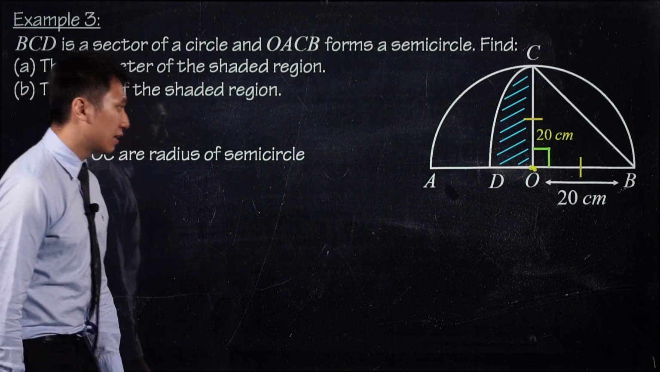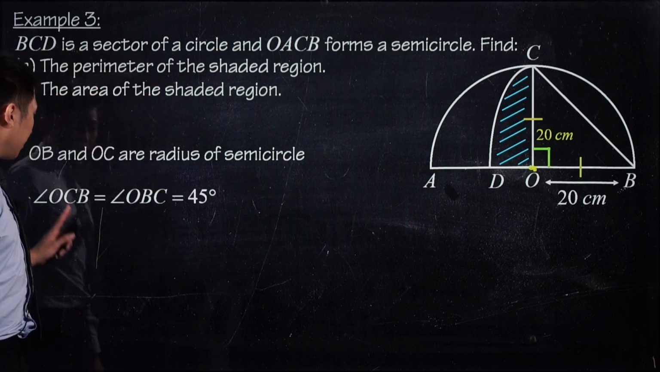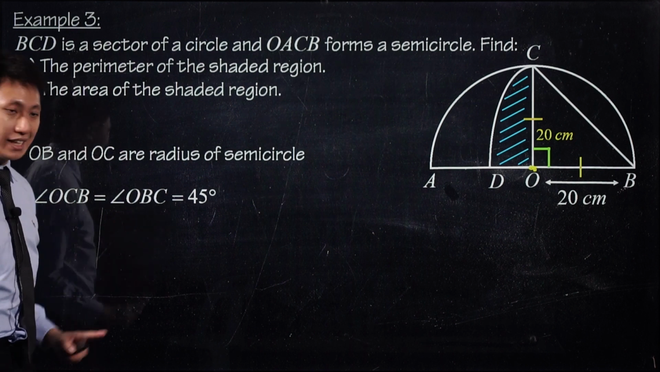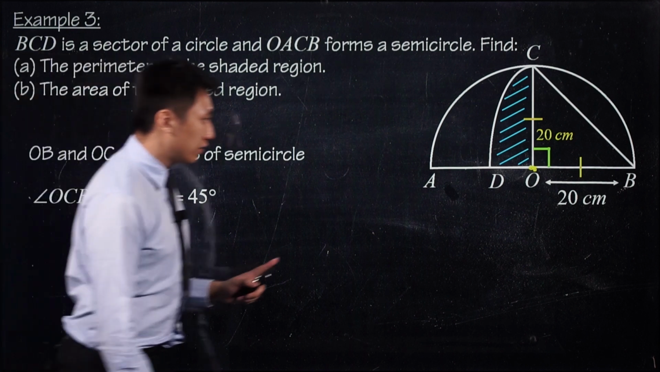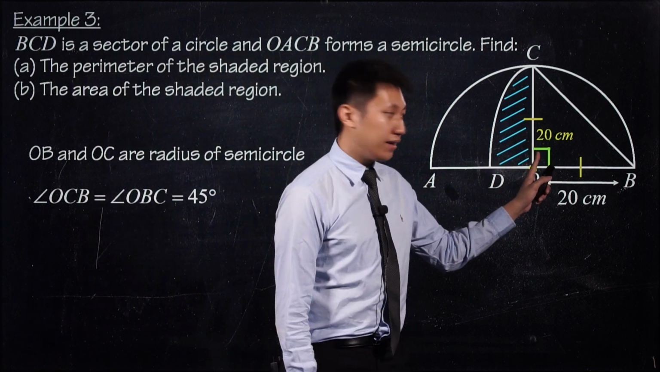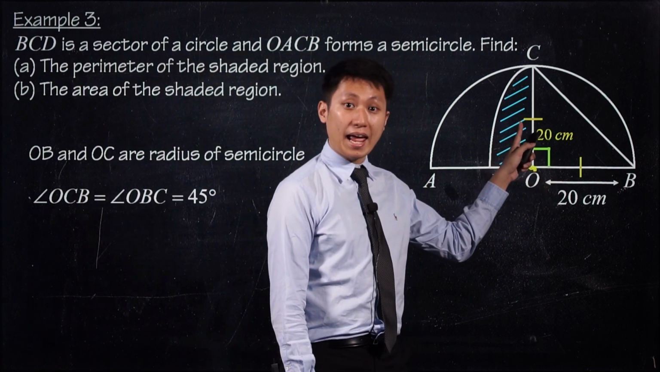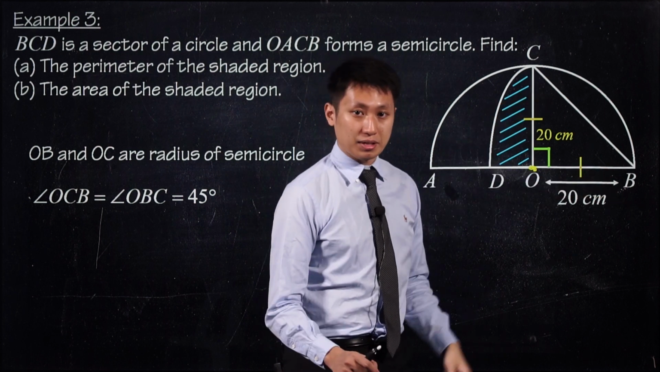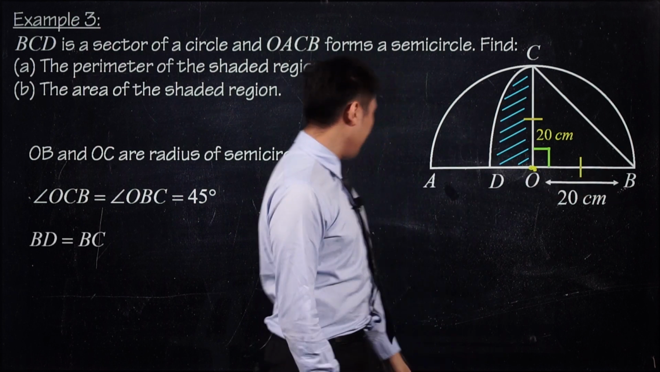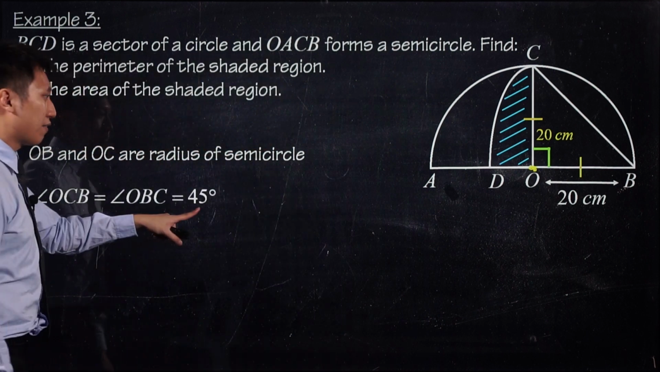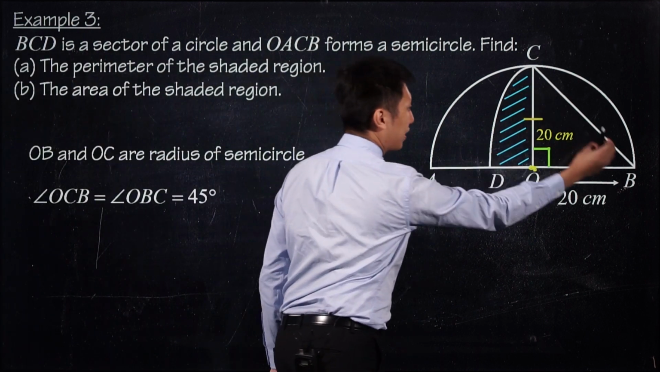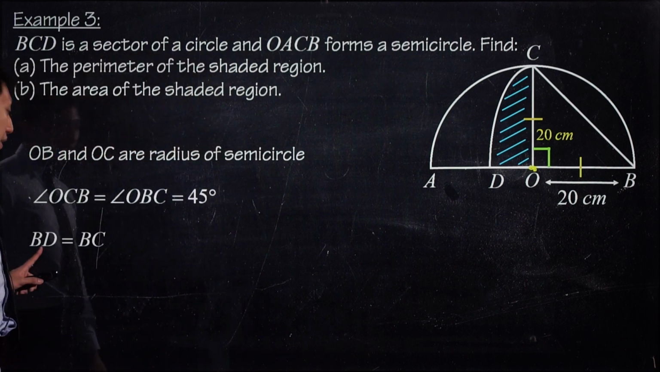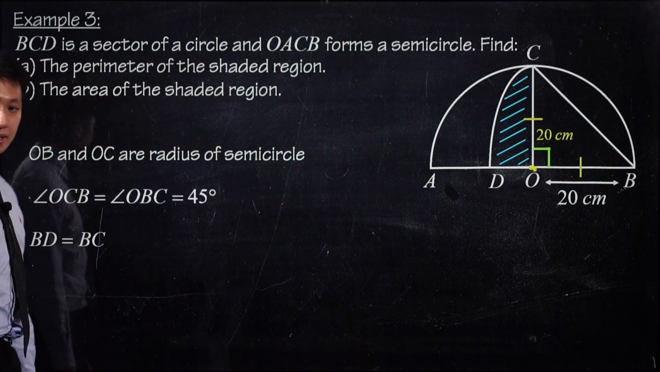Yes. Okay, next. What do you see? Do you see angle OCB and angle OBC are 45? You see, this is 90 and they have the same length. It means that this angle and this angle must be the same. It's 45 degrees. So 45 here, 45 here, I don't write it already. Leave it for later. Then BD is equal to BC. Do you see that?